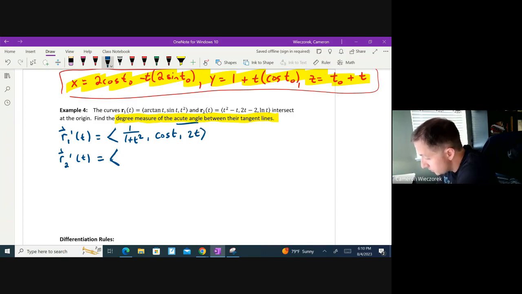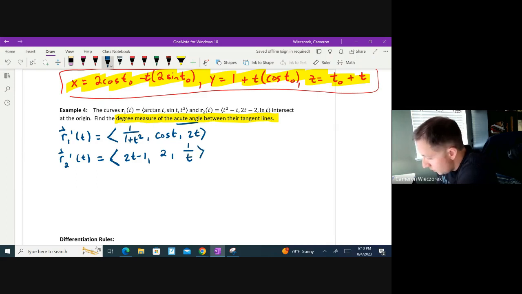Looking at the second curve, the derivative of r2, first component, the derivative of t squared minus t would be 2t minus 1. The derivative of 2t minus 2 would be 2, and the derivative of natural log of t would be 1 over t.